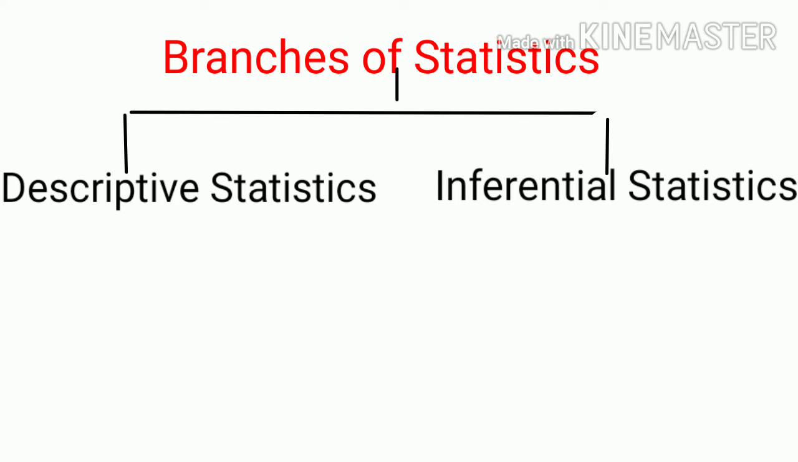The study of statistics can be categorized into two main branches. These branches are descriptive statistics and inferential statistics. In order to understand descriptive and inferential statistics in a better way, let us go through an example.